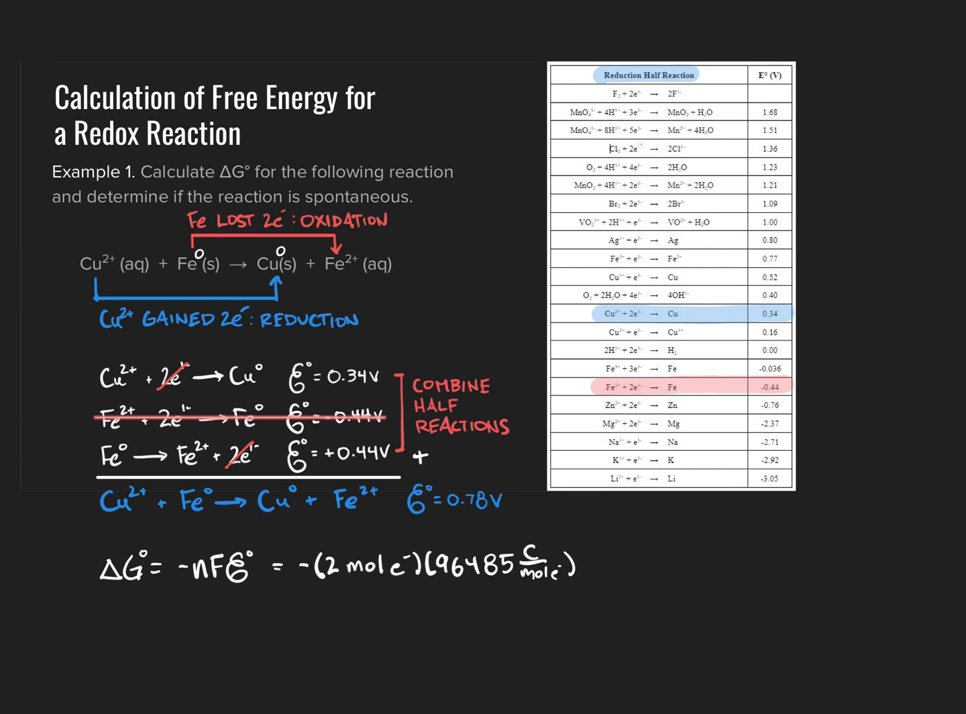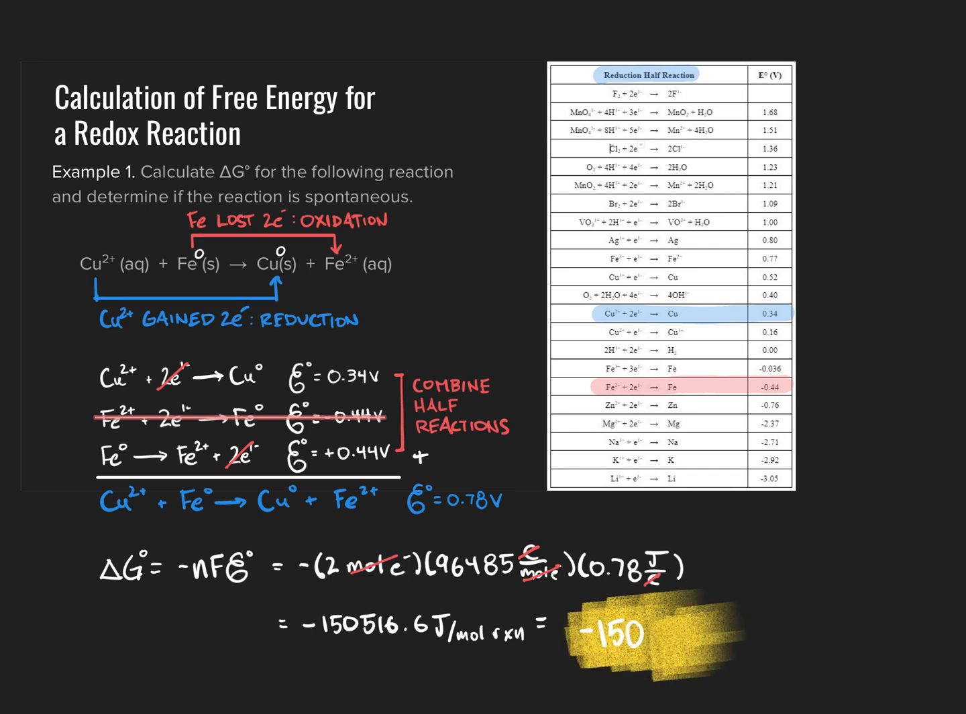96,485 coulombs per mole of electrons, times the cell potential here, which was 0.78 volts, which I'm specifically going to now write out rather than in volts, but instead in joules per coulomb, that is a derived value of a volt. And as I do so, notice here that coulombs of charge are going to cancel out, both in my numerator and denominator, as well as moles of electrons, yielding then an answer in units of joules. And as I plug this into my calculator, I get a value of negative 150,516.6 joules per mole of reaction, which I could then convert here into essentially, with sig figs, negative 150 kilojoules per mole of reaction.